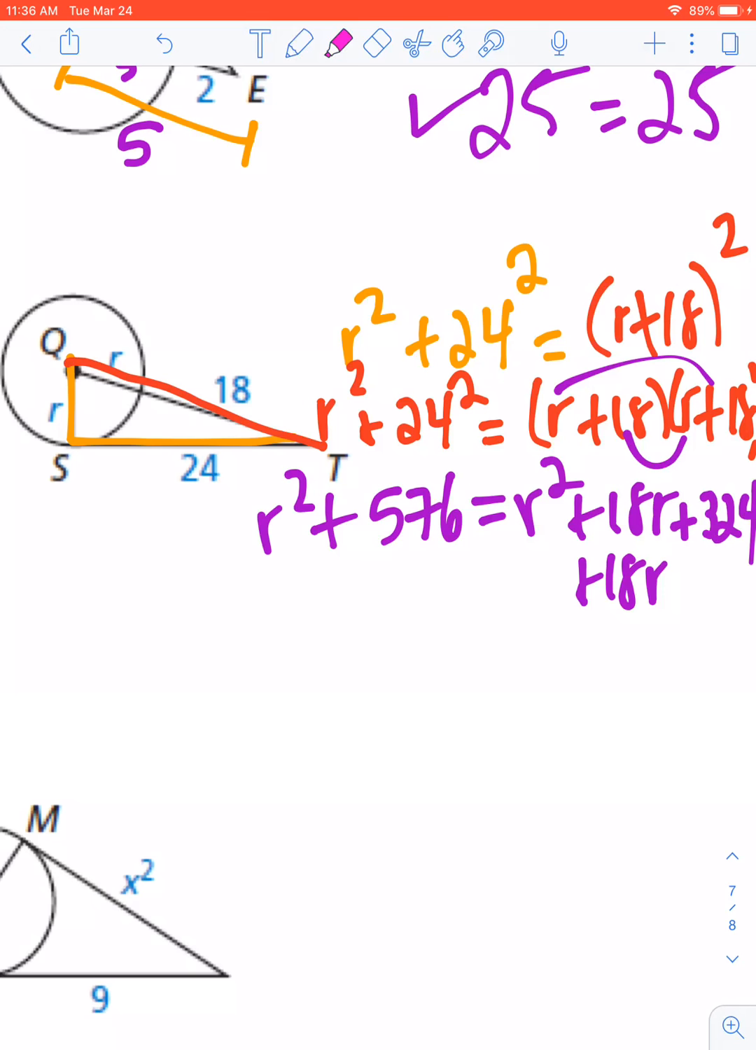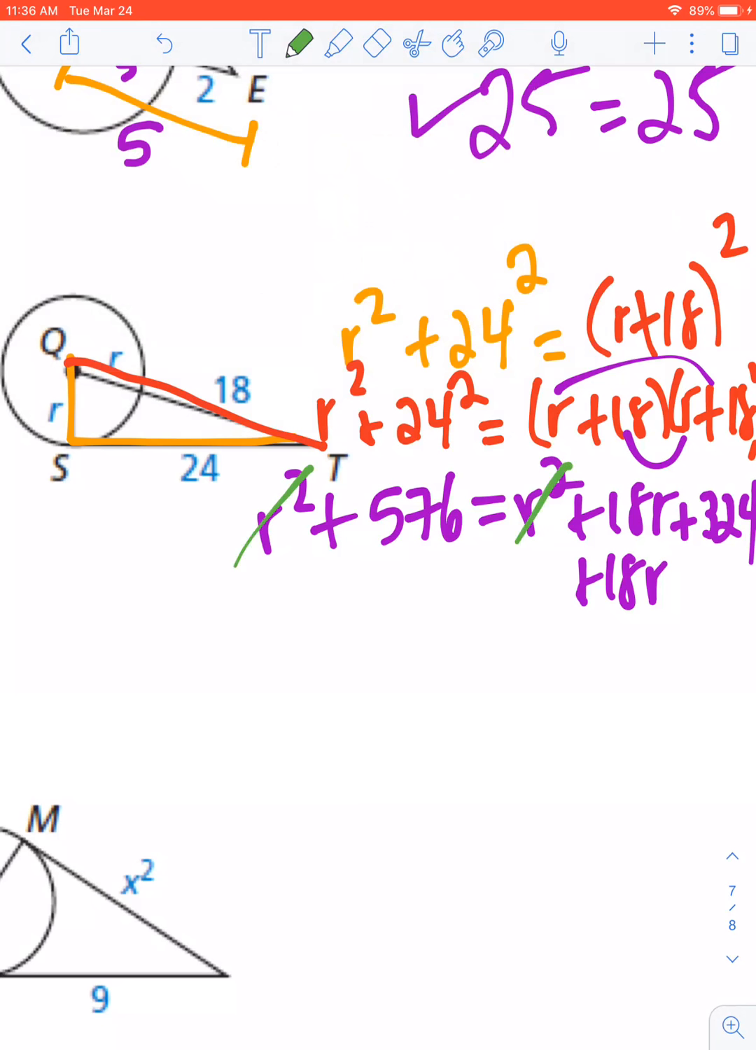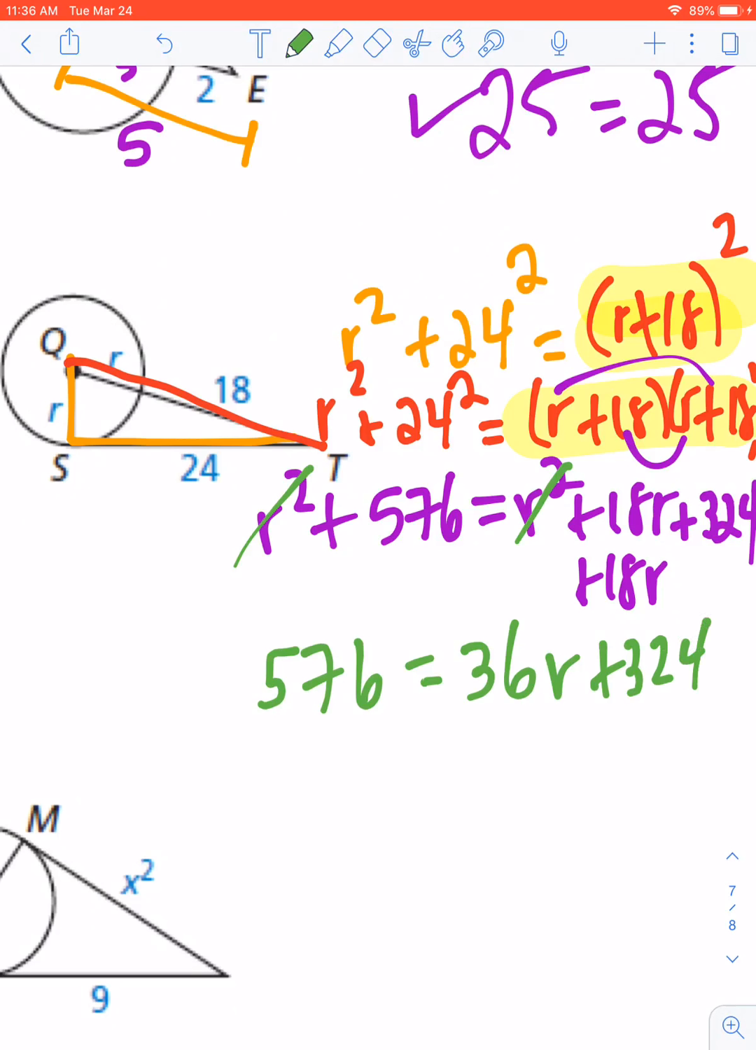What should happen every time is that you should see the r squareds cancel. So it shouldn't be a quadratic when you're done, even though it looks like a scary problem. The hardest part, or I wouldn't even say hardest, but is that you have to remember that r plus 18 squared has to be written twice and foiled. All right, so 576 is equal to 36r plus 324.